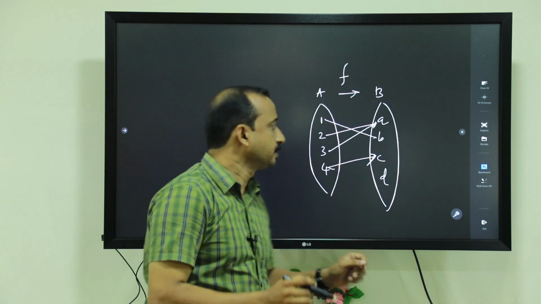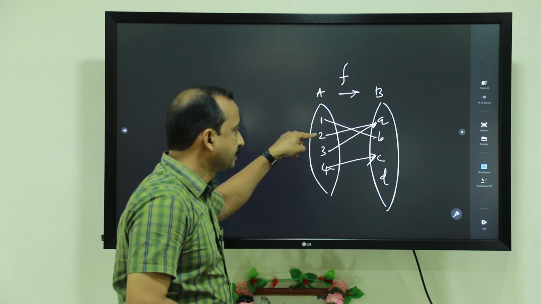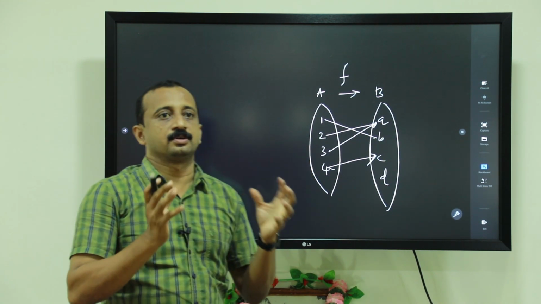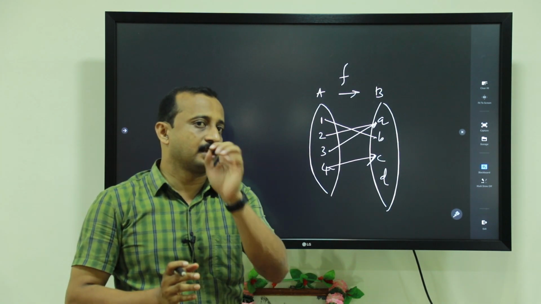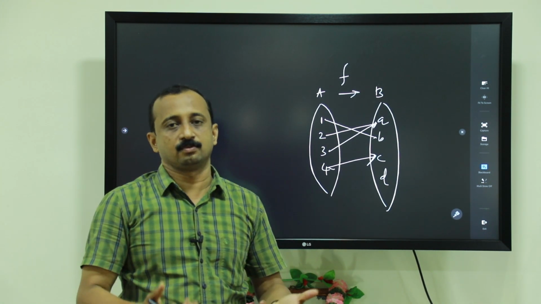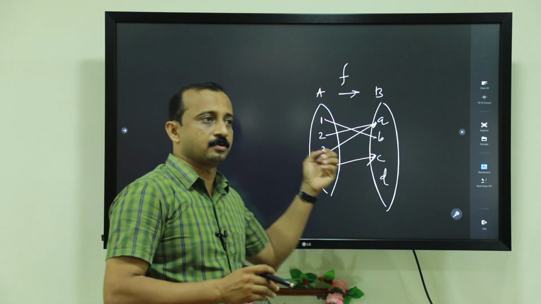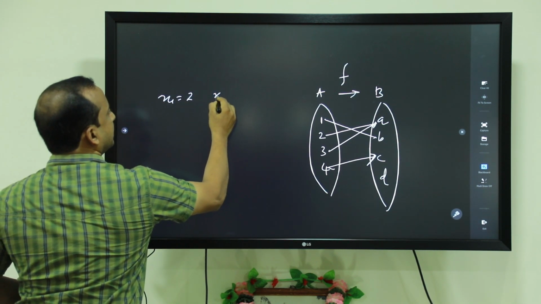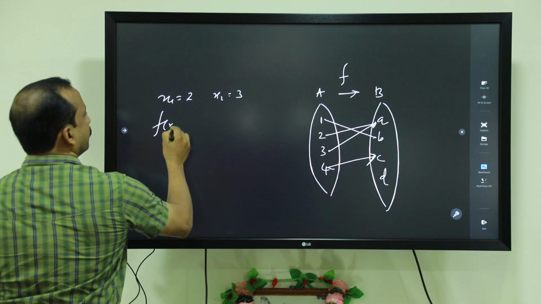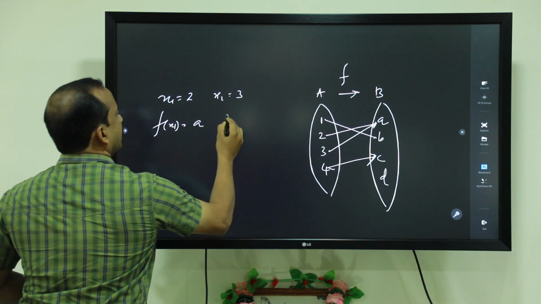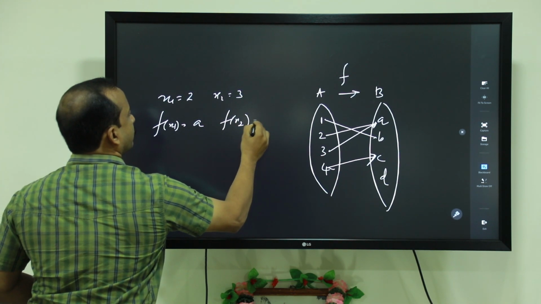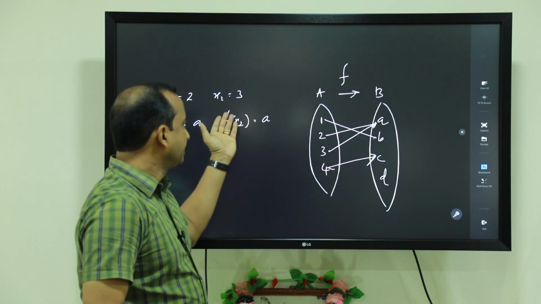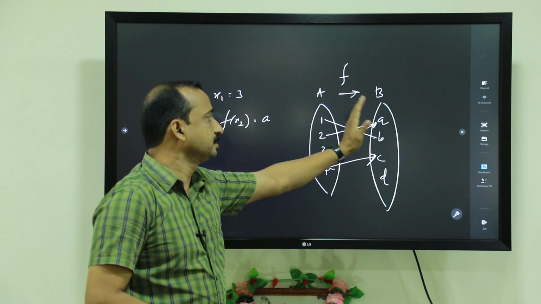Clearly f is not one-one because here x1 is equal to 2 and x2 is equal to 3, and their images are the same. To show a function is not one-one, you take only one example, that is enough. Suppose x1 is 2 and x2 is 3. Their images: f of 2 is A, and f of 3 is also A. That means x1 and x2 are elements of the first set, and their images are in the second set.